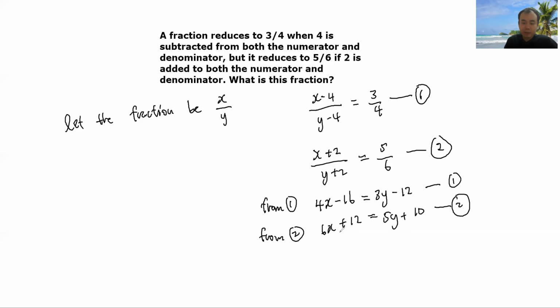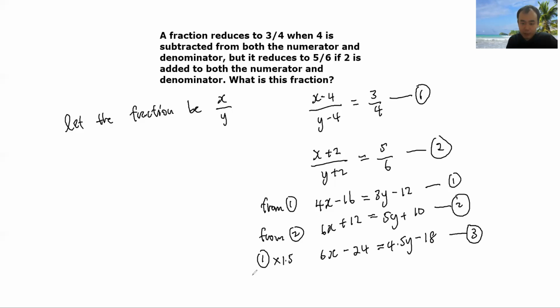Now, can I take equation 1 times 1.5? Because I'm trying to eliminate x. You can eliminate y if you want to, but I want to eliminate x. If I multiply by 1.5, I'll get 6x, and 16 multiplied by 1.5 gives 24, 3 multiplied by 1.5 is 4.5y, and negative 12 multiplied by 1.5 is negative 18. Let's call this equation 3.